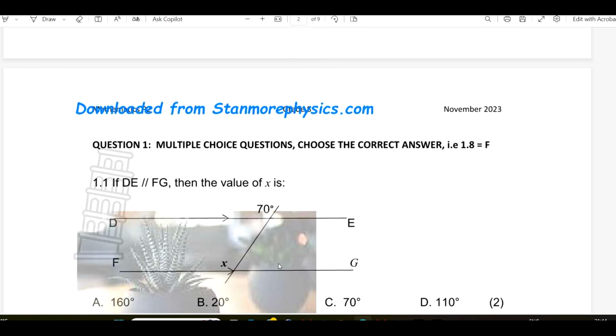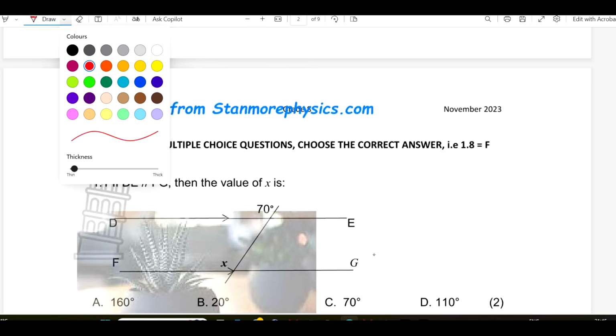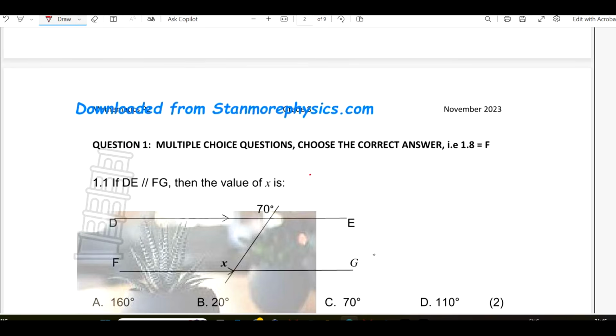Question number 1, multiple choice question. Choose the correct answer. For example, 1.8 alphabet F. So 1.1, if DE is parallel to FG, then the value of X is. So what are the parallel lines? The parallel lines means that the lines are what? The lines are equal. And the parallel lines, let's just check our parallel lines. This is DE, and then this is FG, our parallel lines.